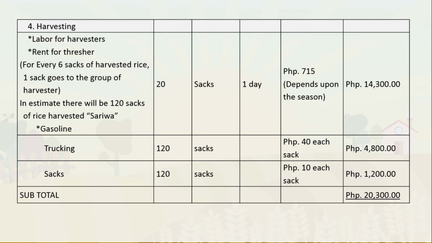Next, harvesting. Sa pag-harvest naman, syempre, kailangan nating magbayad doon sa labor ng harvesters, renta doon sa thresher na ginagamit natin para makuha yung ani. Okay? So, that is for every 6 sacks of harvested rice. So, isang sako ay mapupunta doon sa grupo ng mga harvester. So, ang gastos natin dito ay 20,300 pesos. Kasama na yung pambayad sa sako at doon sa trucking. Okay? Sa pag-deliver ng ating mga naani.